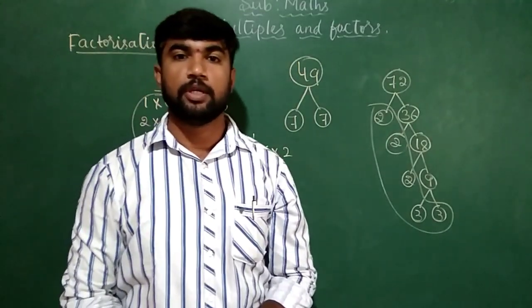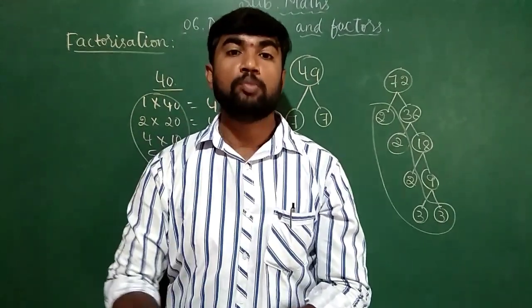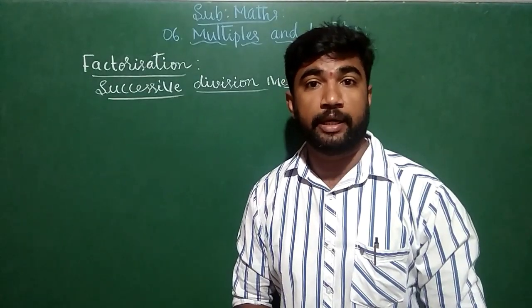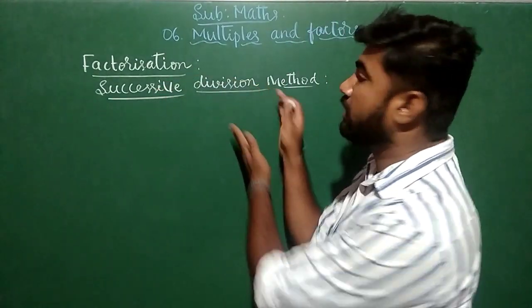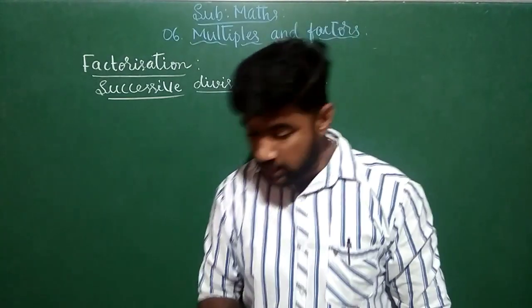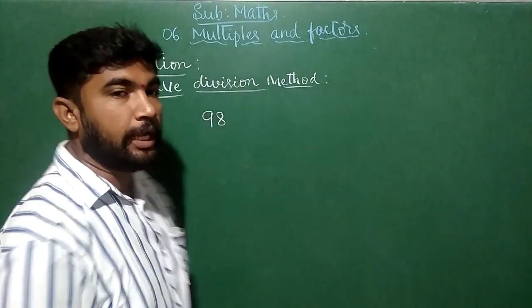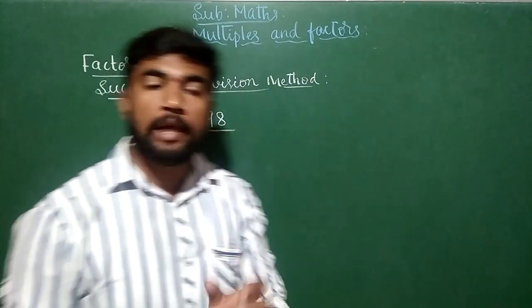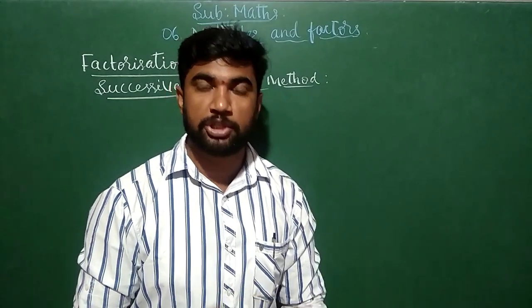Next I will show how to find the prime factors by using one more method, that is the successive division method. So the next topic is the successive division method, which means repeated division method. See how to divide the number. For example, I will take 98. We need to find the prime factors of 98. How? We need to divide this number by the smallest prime number, that is 2.